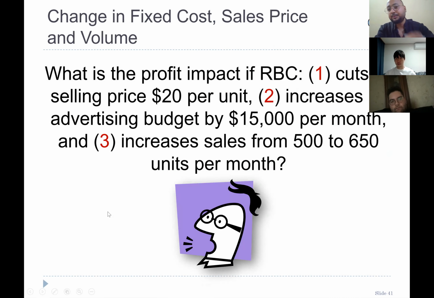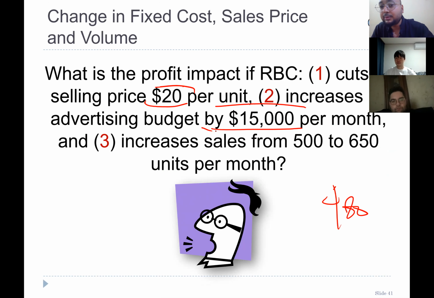Now, let's change 2 or 3 things together. So what is the strategy if RBC cuts the selling price to $20? It means 480 would be our selling price. What is the law of demand? Price goes down, quantity goes up, right? But they increase their advertising budget to 15,000 a month, right? And their sales jump from 500 to 650. Now, let's see, by decreasing the sale price, but increasing our fixed cost, what happened here?